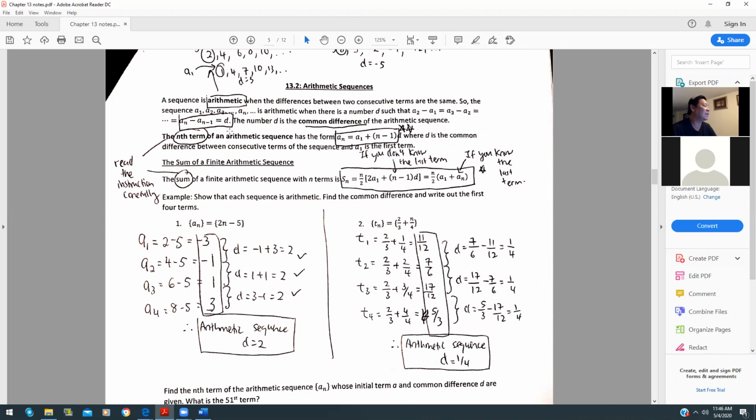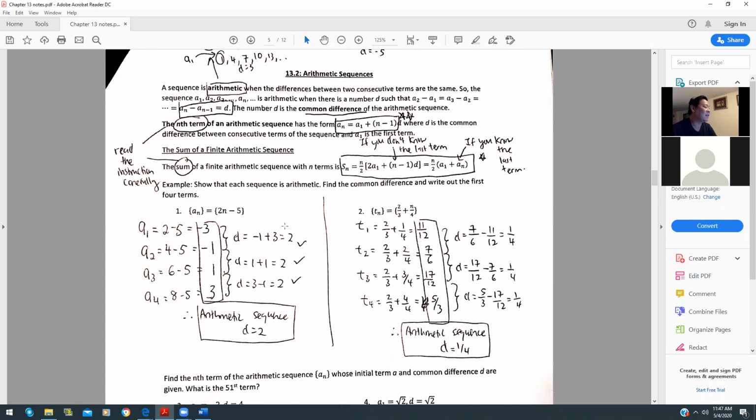In order for you to find d, you take your second term minus the first term, or your third term minus your second term. So you have to take your later term minus the previous term. A lot of students make the mistake here of taking the first term minus the second term. It should be the second minus the first, okay? And then the second formula is the nth term of an arithmetic sequence, where you use an equals a1 plus n minus 1 d.